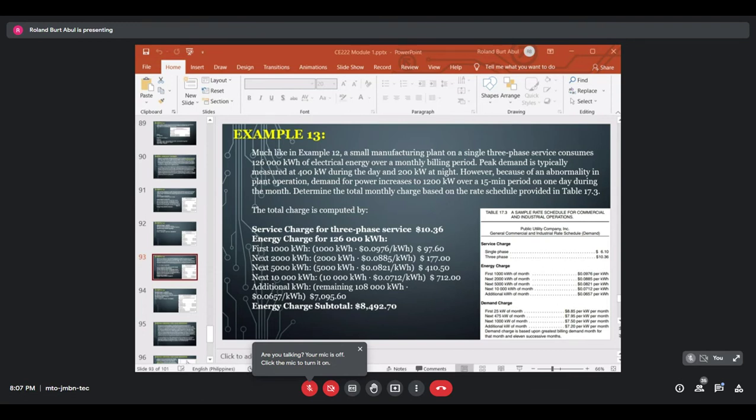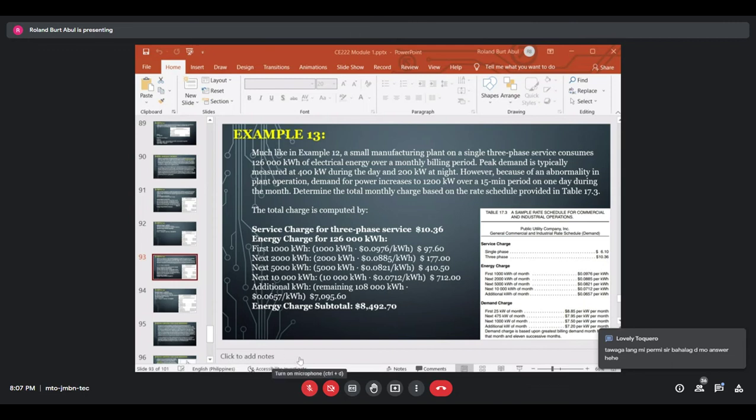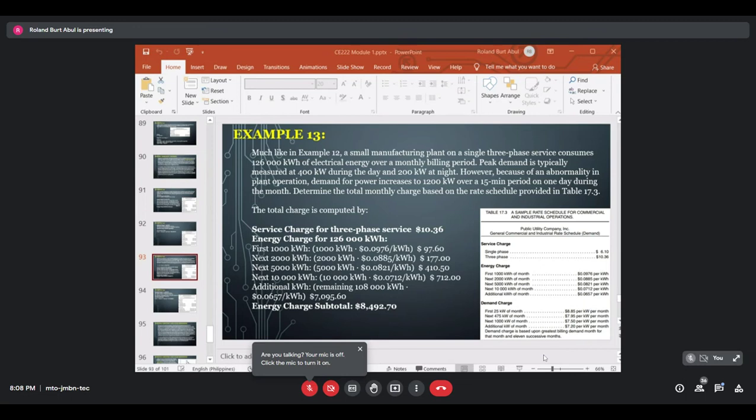Then the remaining 112,000 kilowatt hours use the rate in the table for additional kilowatt hours per month, giving $7,095.60. Adding $177 plus $410.50 plus $712 plus the rest, the energy charge is $8,492.7. That's all, sir.